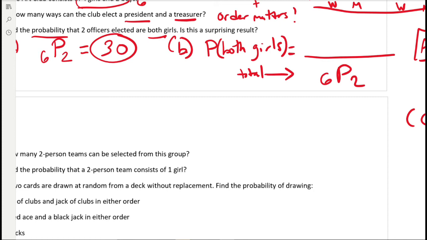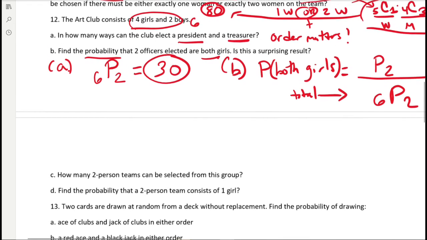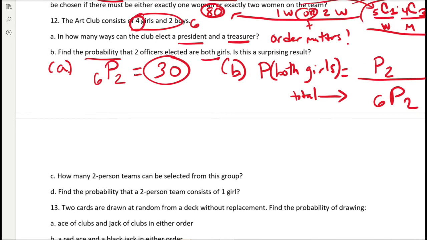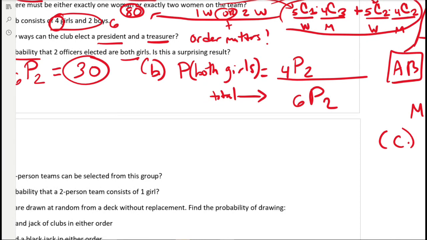Now, what about the girls? So we're choosing two girls and the order matters. So we have two girls that we're choosing from a group of how many girls? Four girls. So we have four girls choose two, four girls arranged two at a time.